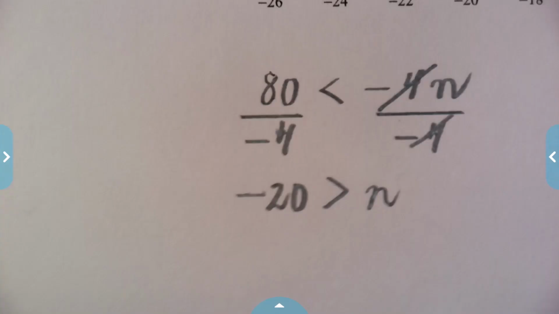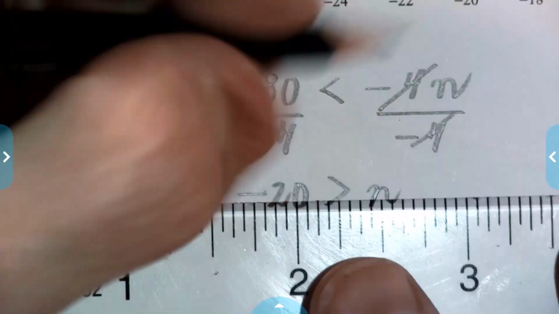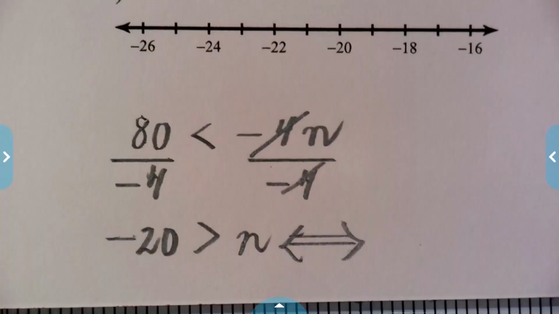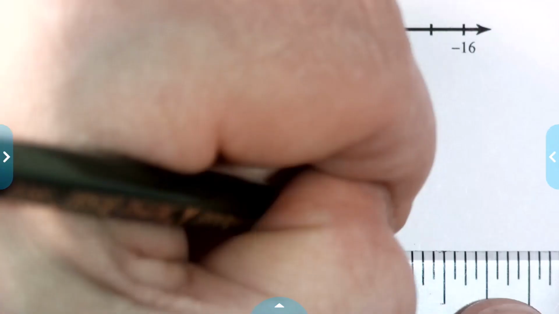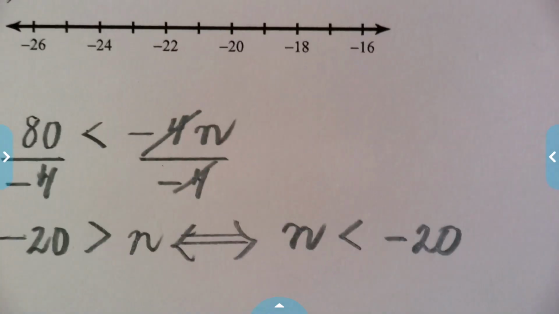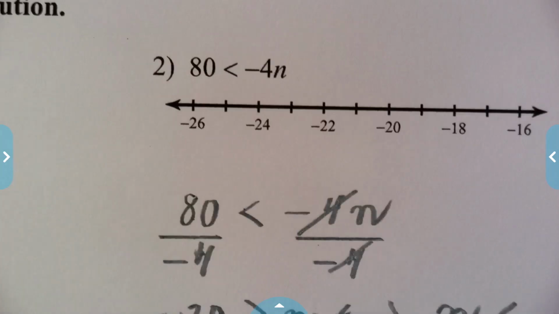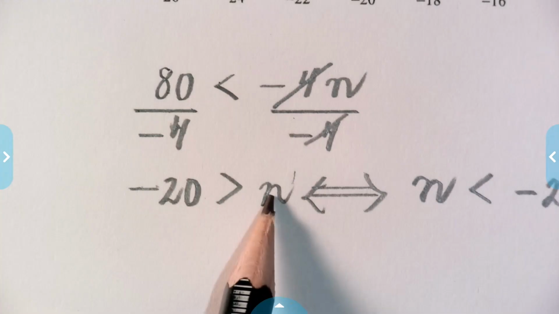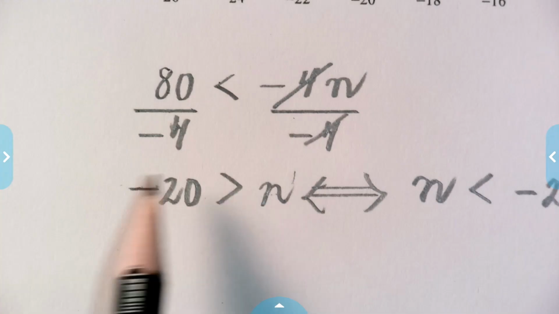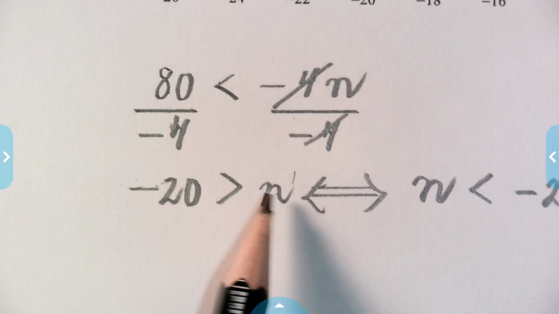In fact, you could rewrite this. So this is equivalent to saying n is less than negative 20. All right, so we want an open circle on n, and n is every number less than negative 20. Okay, so you have to read. On this one, you would have to read from right to left. It's a little confusing at first, but you can get it.